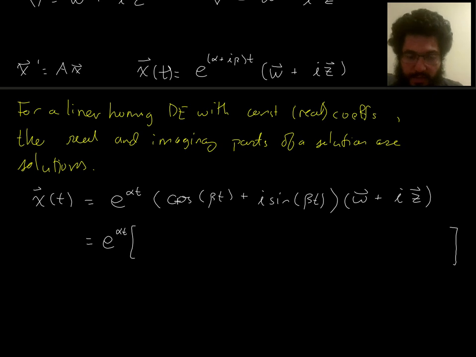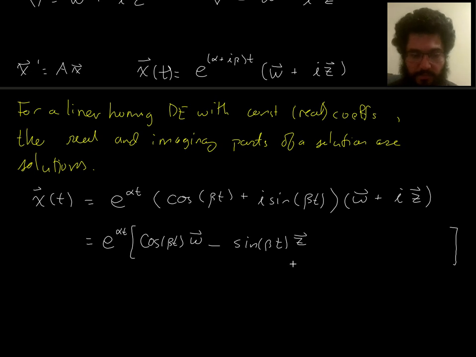And then here, I have cosine beta t times w. When I say times, I mean scaling. So this is a scalar and that's a vector: cosine beta t scale w. And then I have another real-looking part, which is when I multiply this, by which I mean scaling again, so this scalar times this vector, I get an i squared, which is -1. So I have minus sine beta t z.